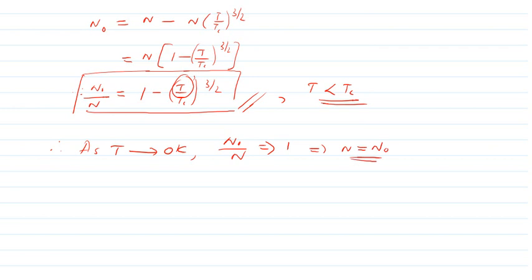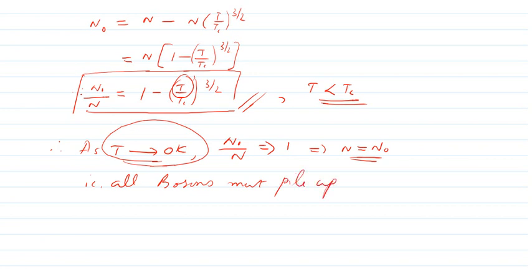That is, at 0 Kelvin, as per theory, all bosons must pile up to the ground state or zero momentum state at absolute zero of the temperature. So that's about the Bose-Einstein condensation phenomenon, as well as the condition for the onset of Bose-Einstein condensation.